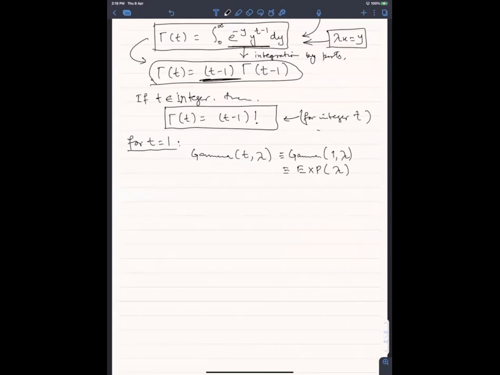Okay. Now let's talk about the sum of two independent gamma random variables. Okay. So if you have two random variables, x, which is gamma with parameters s and lambda, and y, which is also gamma with parameters t and lambda, and x and y are independent. This is the topic we have been on, sum of independent random variables, and their distribution. Okay.